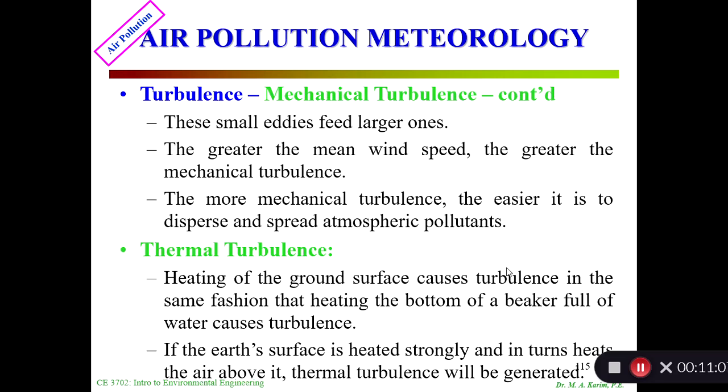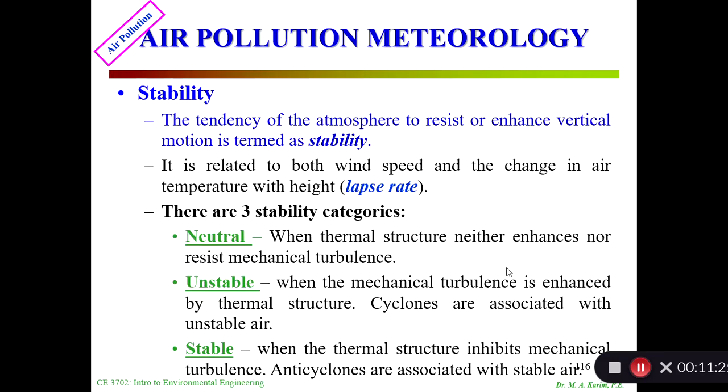Then thermal turbulence, basically heating due to sunlight and other things. Heating of the ground surface causes turbulence in the same fashion that heating the bottom of a beaker full of water causes turbulence. If the Earth's surface is heated strongly and it heats the air, thermal turbulence will be generated. Then it is measured by stability.